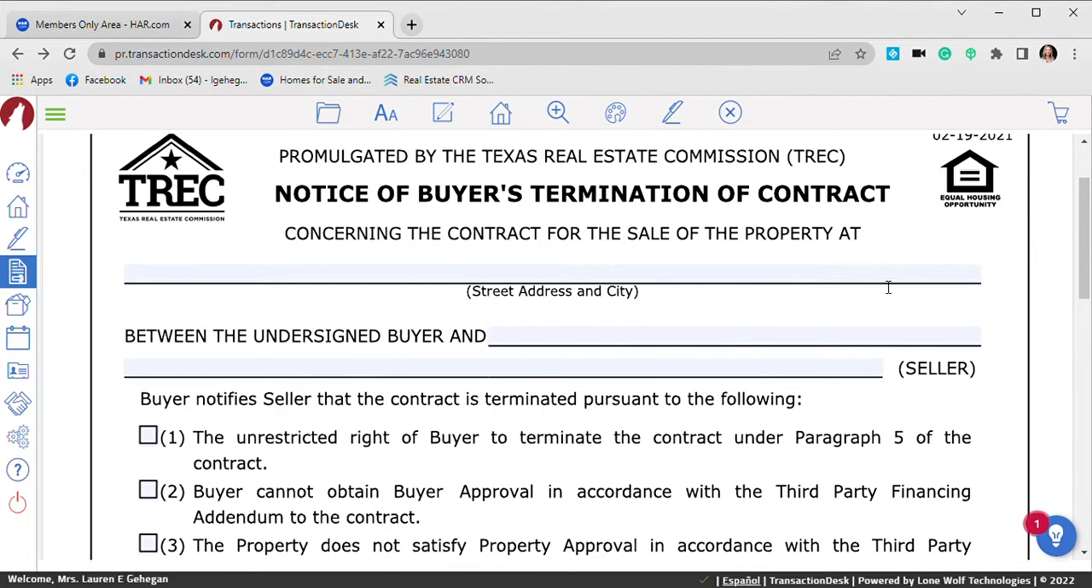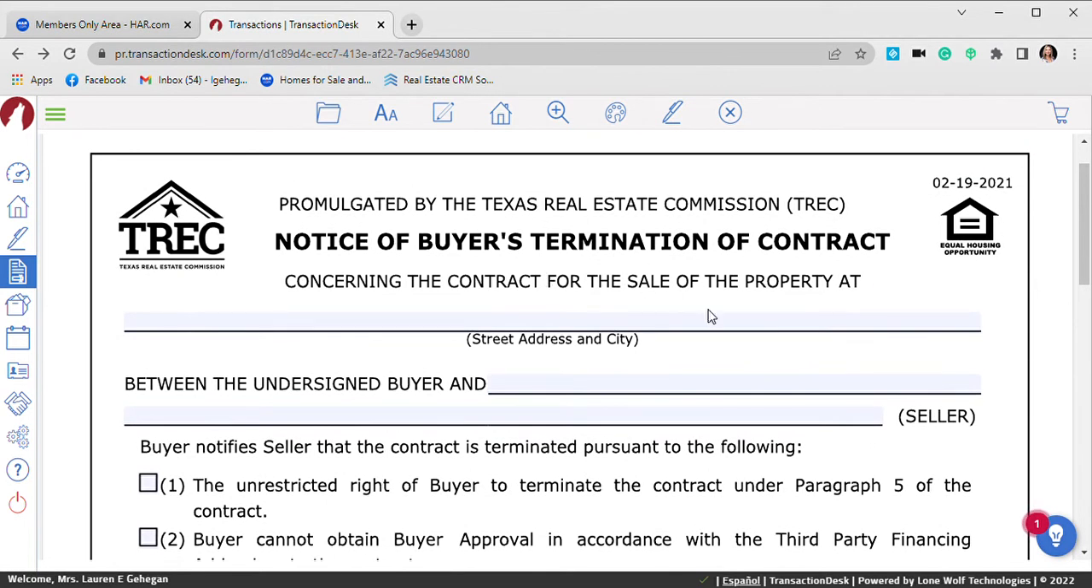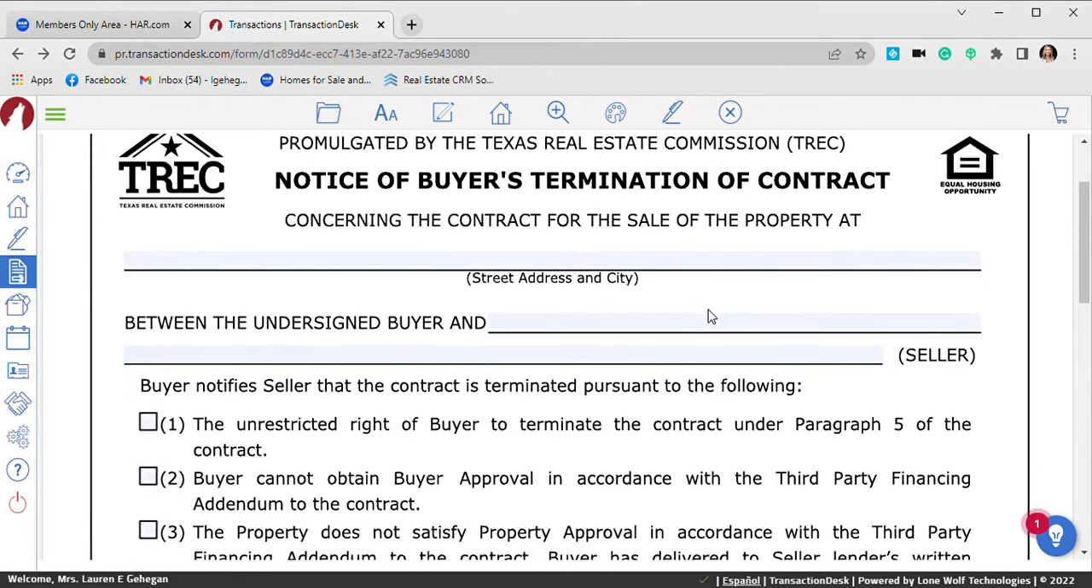So we're going to talk about the notice of buyer's termination of contract. Whenever you have a buyer that wants to terminate for any of the reasons below, you're going to want to fill this form out. You're going to need to put the property information here, the property address, and then you're going to put the buyer's names and the seller's names here.